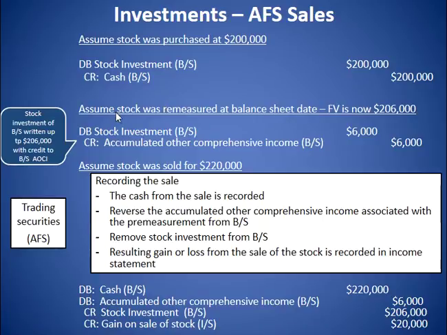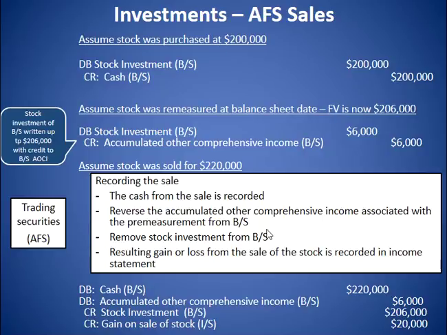Now, again, let's assume that the stock was remeasured at our balance sheet date, and the fair value is now $206,000. So now we remeasure the stock from $200,000 to $206,000. So our stock investment goes up by $6,000. The credit is to accumulated other comprehensive income. And remember, that's accounted for on the balance sheet. So we debit our stock investment for $6,000 and we credit AOCI for $6,000.